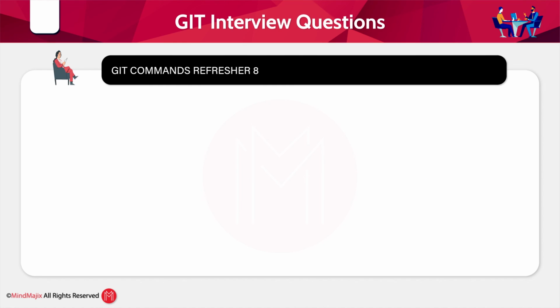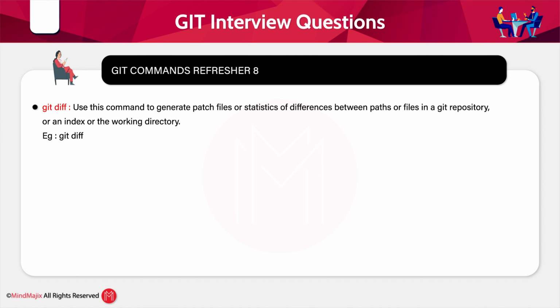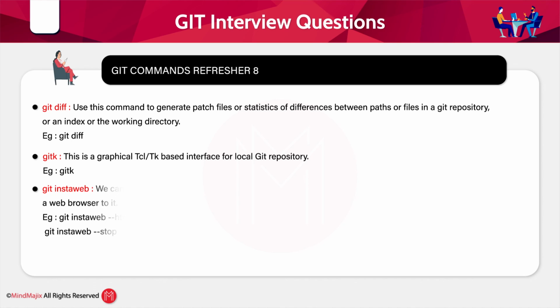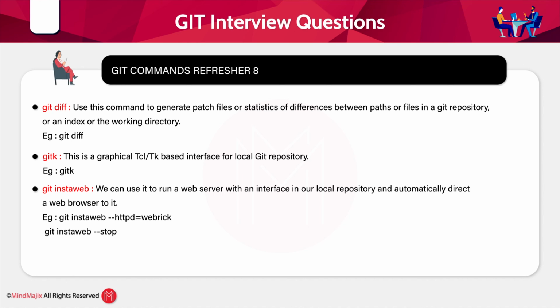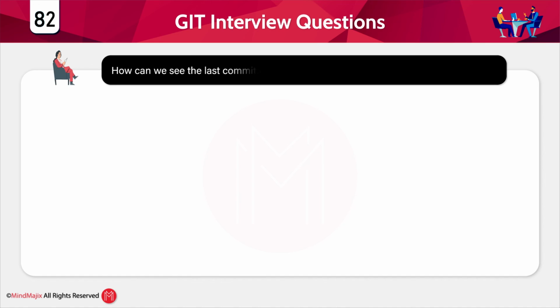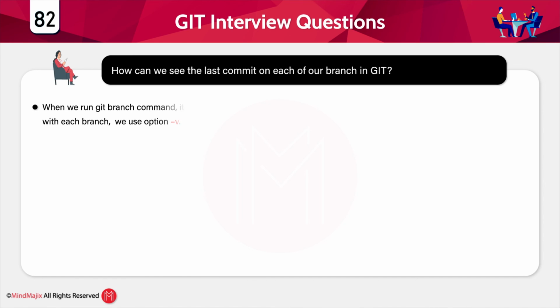These are all the commands. Git diff allows us to see the differences between two files. Gitk is a graphical Tcl/Tk based interface for a local Git repository. Git instaweb lets us run a web server with an interface in our local repository and automatically direct a web browser to it. How can we see the last commit on each branch of our Git? When we run the git branch command, it lists all the branches in our local repository.